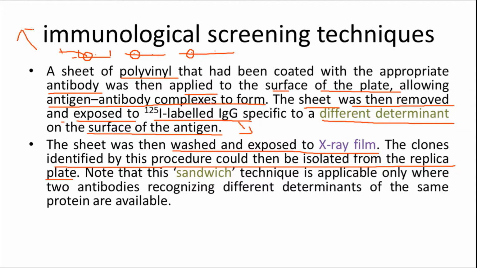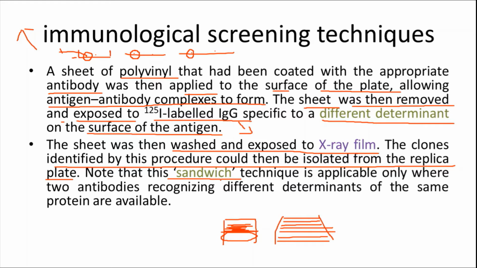This method is called the sandwich method. You know a sandwich: your bread is there, then cheese, then vegetables, tomato, onion, a lot of food items, once again cheese, once again cabbage, once again bread. So this is sandwich-like. Similarly, plate, thin film polyvinyl sheet with the antibody, cell lysis, primary antibody, secondary antibody, X-ray film, autoradiography. It looks like a sandwich, so it is called the sandwich technique.